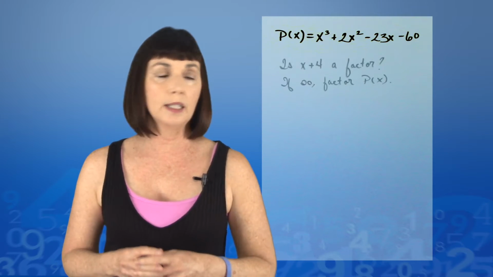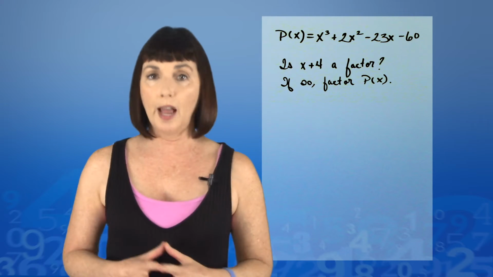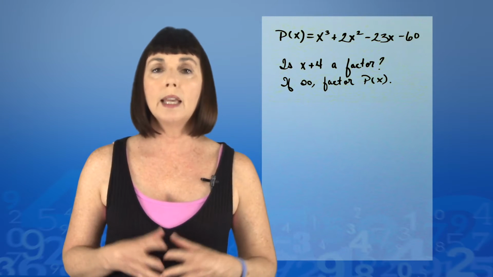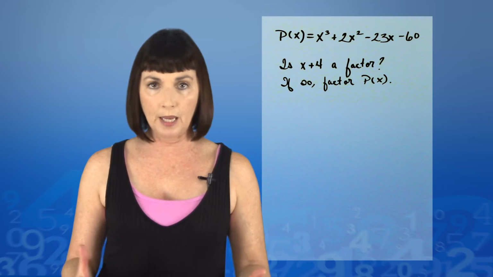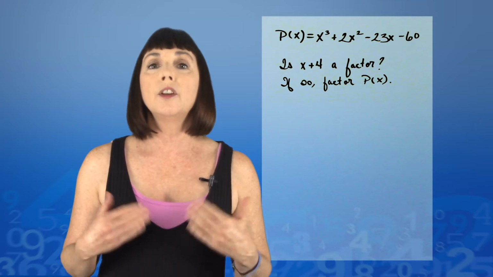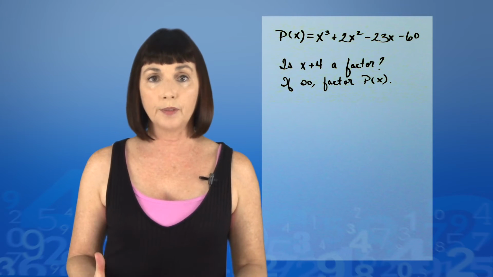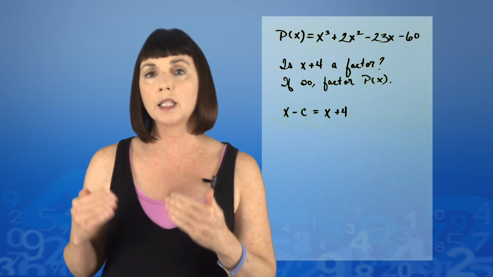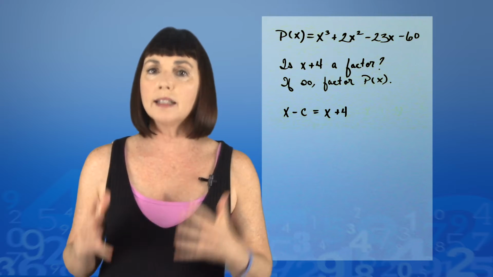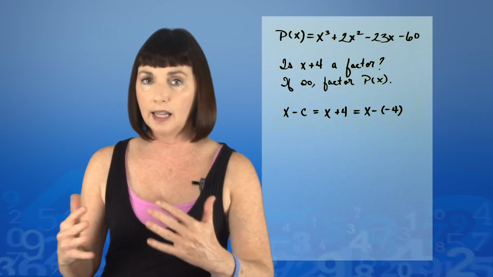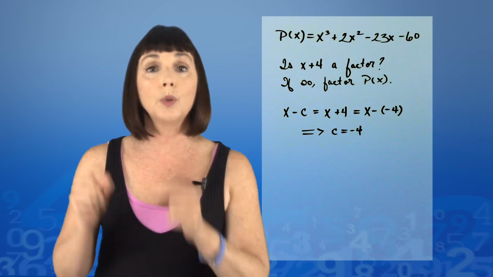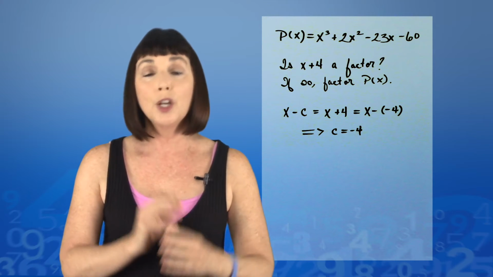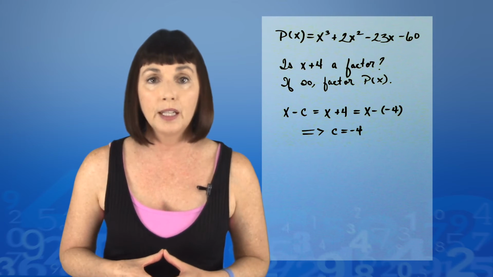Okay, moving on, we have our same polynomial. Now the question is, is x plus 4 a factor? If so, factor P of x. Same thing. Let's start with the remainder theorem and determine if x plus 4 is a factor. In this case, x minus c is equal to x plus 4. So that's like writing x minus negative 4. Therefore, c is equal to negative 4. We have to make sure it looks like the general form. So we have to calculate P of negative 4.